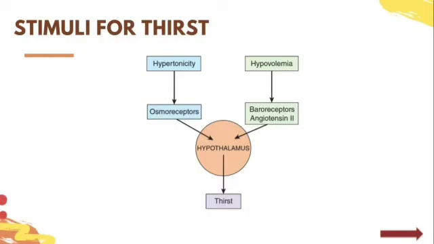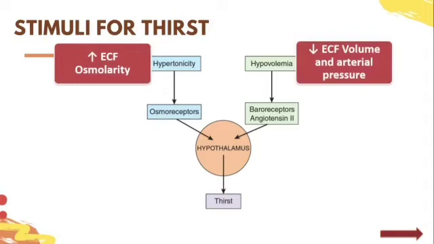Another stimulus is hypovolemia, or decreased extracellular fluid volume, shown on the upper right of your screen. Hypovolemia, or decreased ECF, as well as a decrease in arterial pressure. This pathway is independent of the one stimulated by increased plasma osmolarity. In turn, we know that when there is a decrease in blood volume or arterial pressure, angiotensins and baroreceptors are being stimulated.